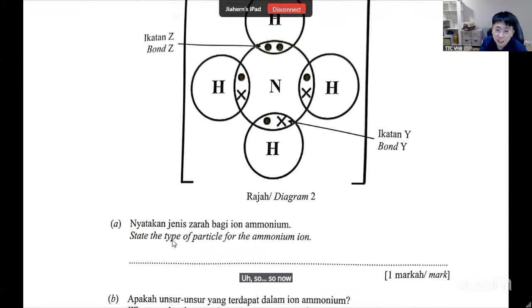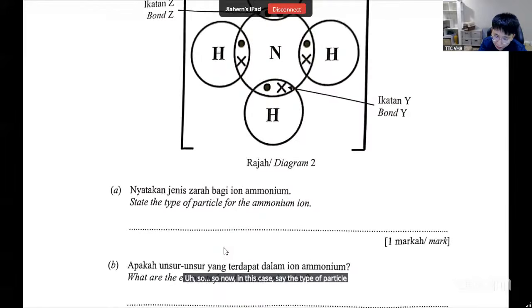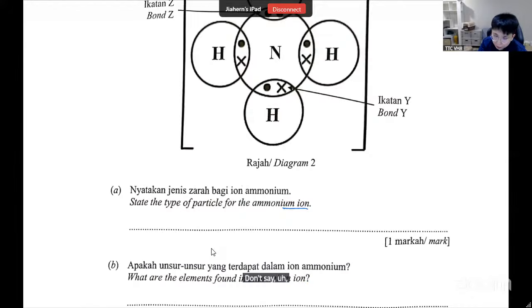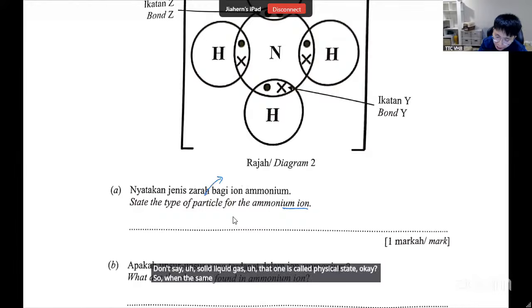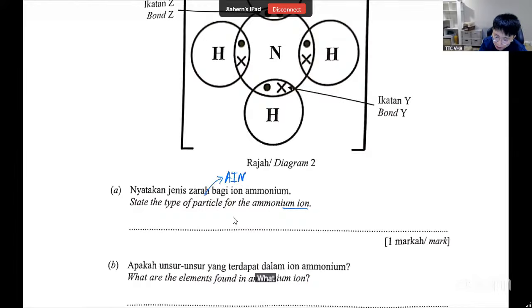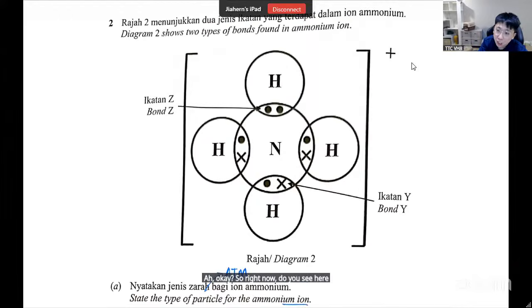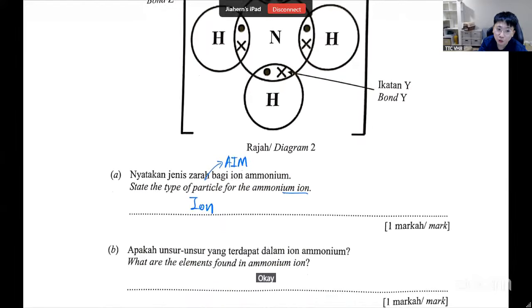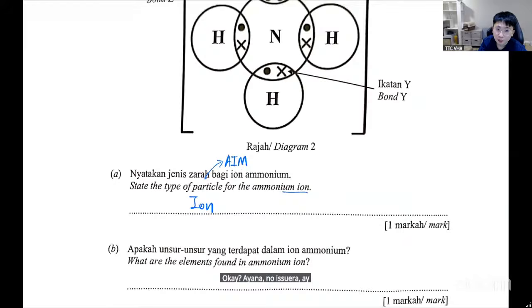So now in this case, say the type of particle for the ammonium ion, guys. When I say type of particle, don't say solid, liquid, gas. That one is called physical state. So when I say type of particle, we got AIM. What is AIM? AIM stands for atom, ion, molecule. So right now, do you see here got positive charge? Means that this is supposed to be ion. Okay, ion, no issue, ion.